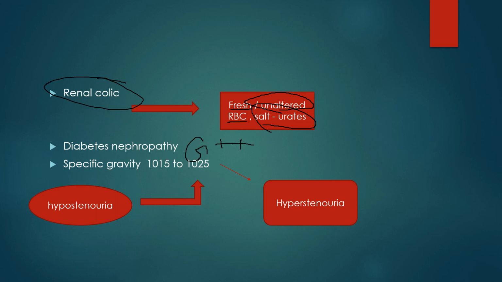Then the last one is actually not a syndrome, it is the condition of hypostenuria and hyperstenuria, where the normal level of specific gravity is 1015 to 1025. If the specific gravity is more than 1025, then we are talking about hyperstenuria. If it is less than 1015, suppose it is 1012, then we are talking about hypostenuria. So this is all the classification that I want to give you about urine analysis.